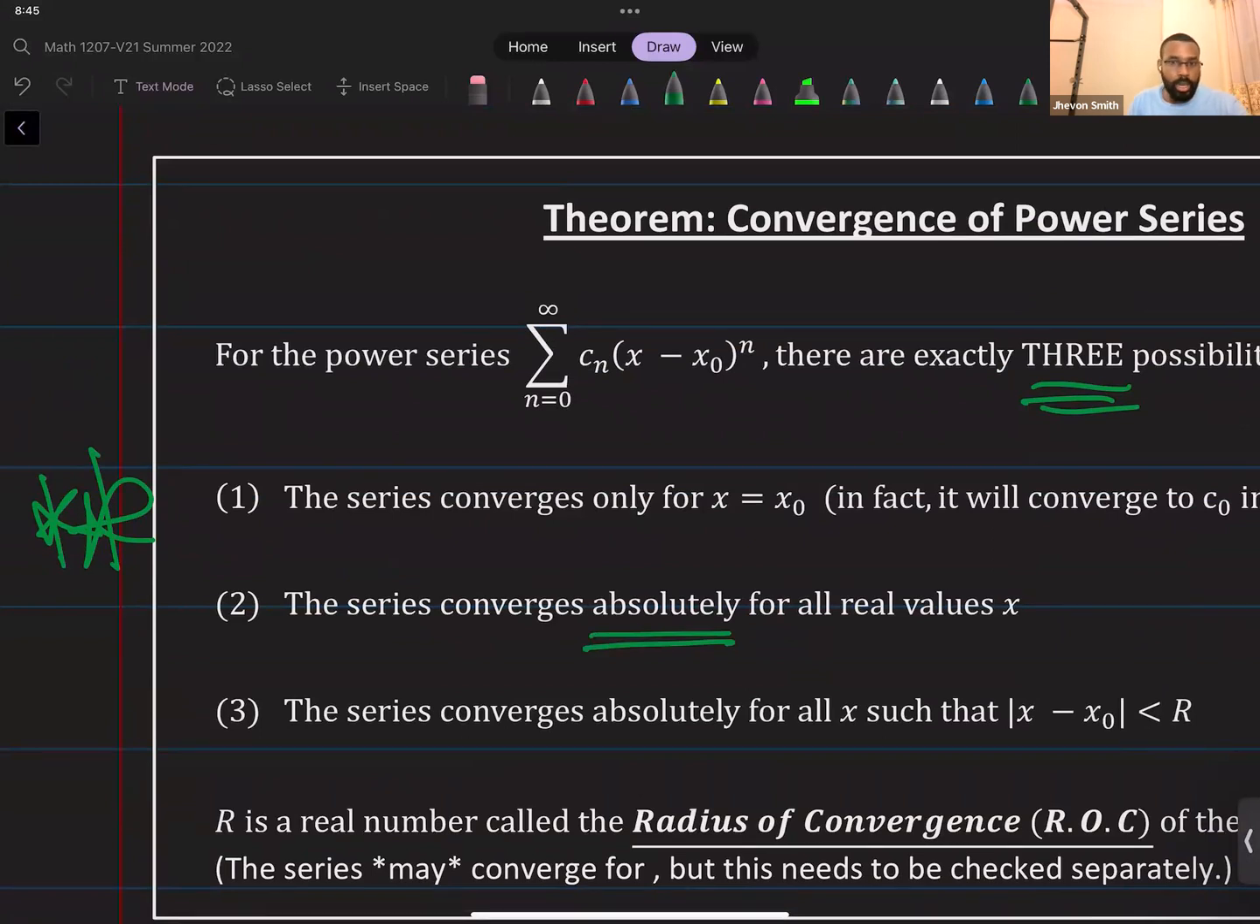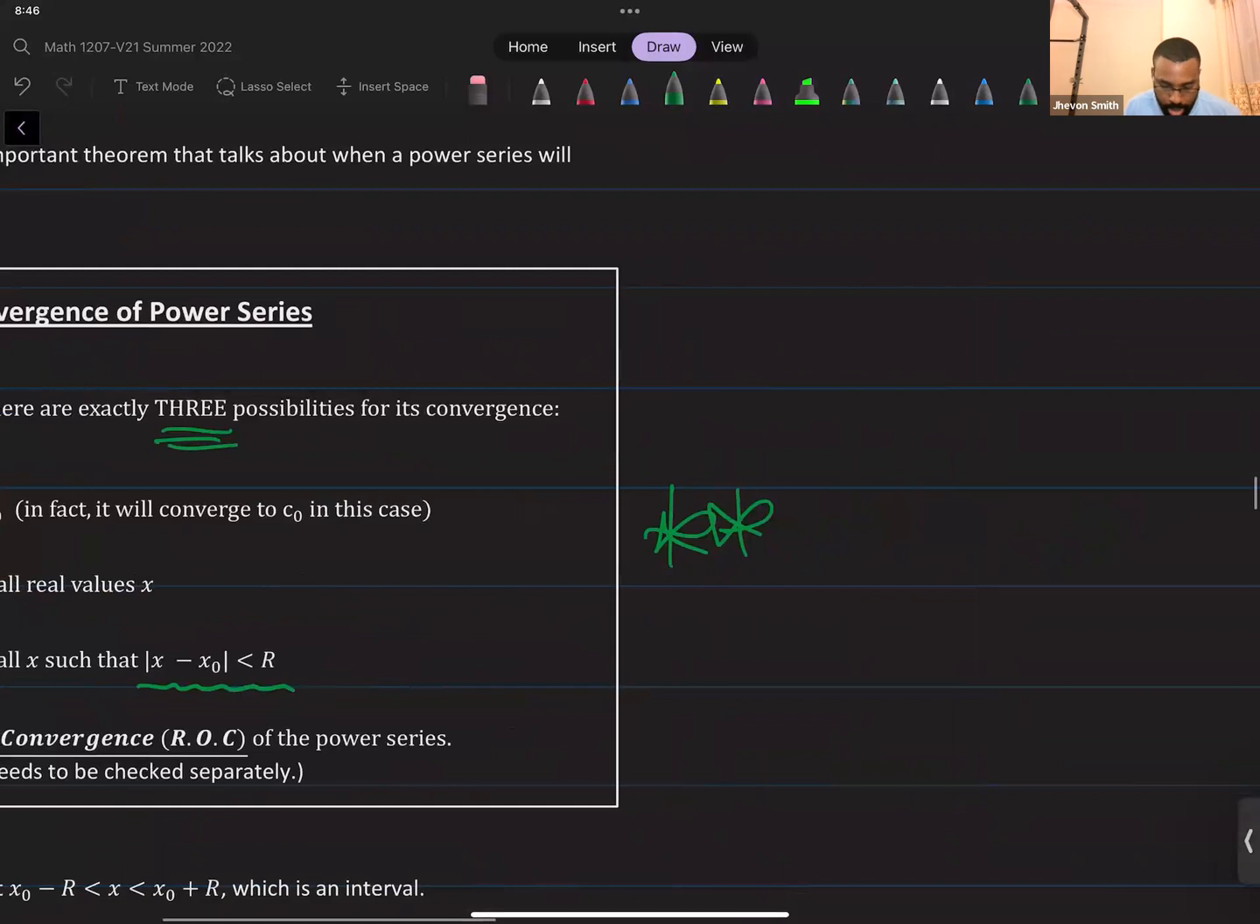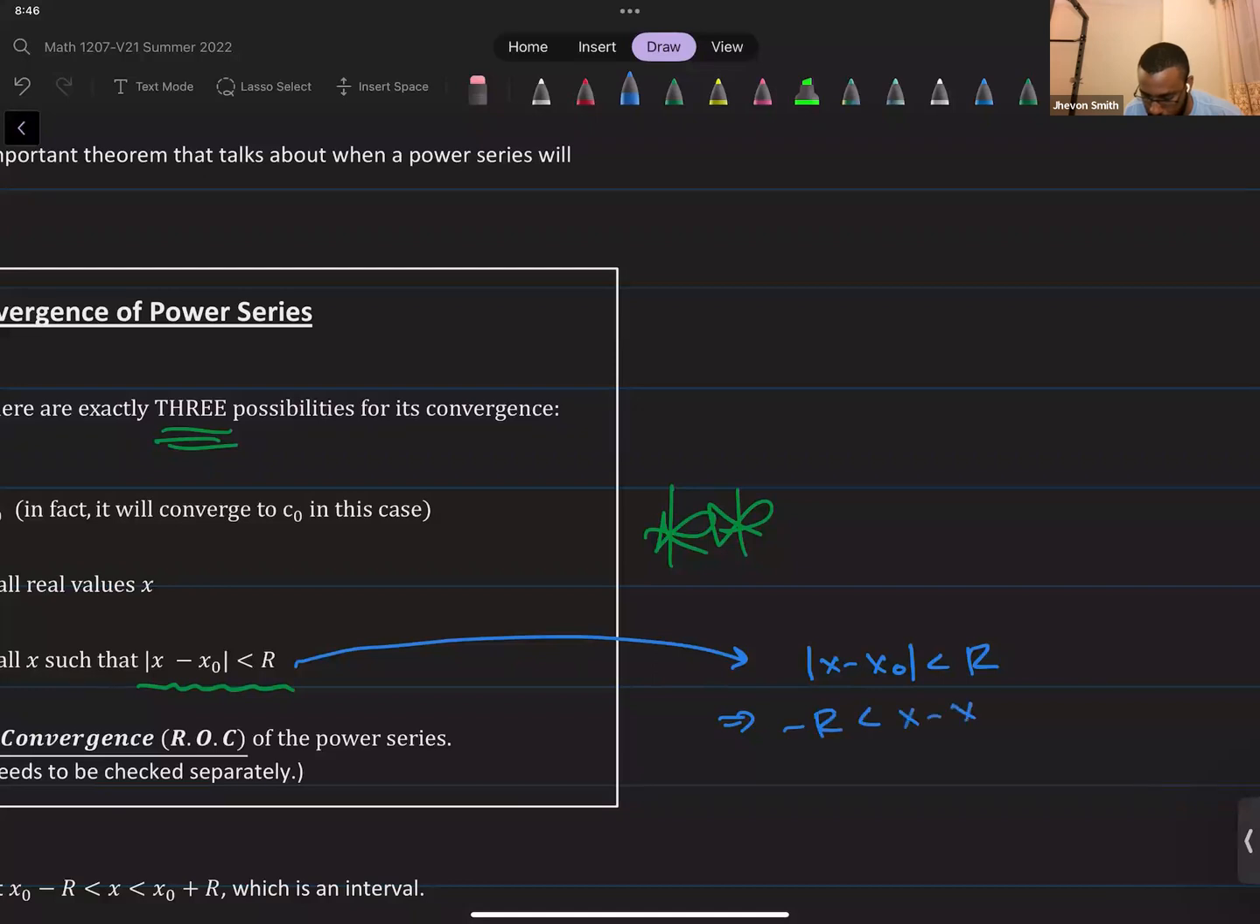A third possibility is that it doesn't converge for all real numbers, but there's an interval on which it converges absolutely, given by this kind of expression. And this is why it's called centered around x naught. So it's all points that are within a certain distance from x naught, right? So this describes an interval, right? Remember, |x minus x naught| less than r. If you rewrite this without absolute values, this is what you would get.